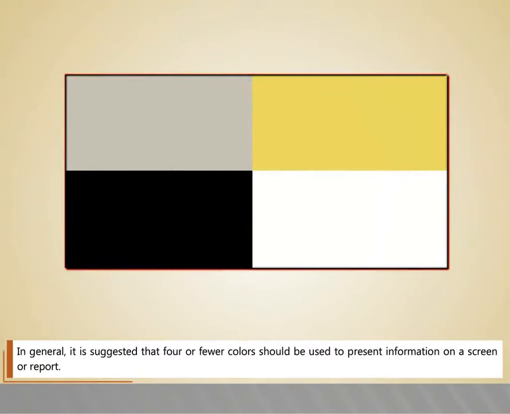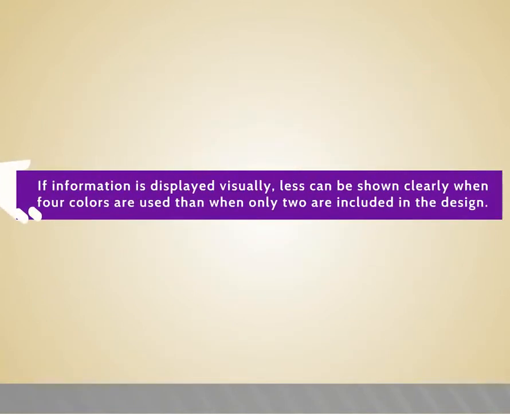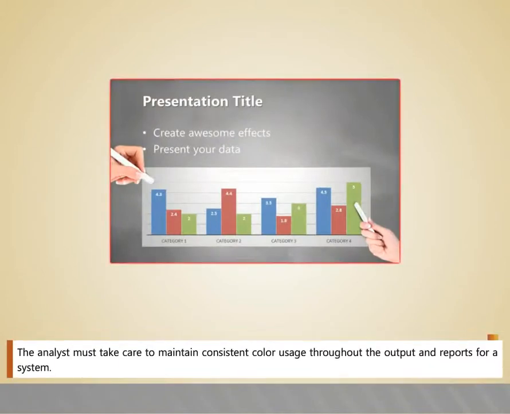In general, it is suggested that 4 or fewer colors should be used to prevent clutter of information on a screen or report. If information is displayed visually, less can be shown clearly when many colors are used than when only 2 are included in the design. The analyst must take care to maintain consistent color usage throughout the output and reports for a system.